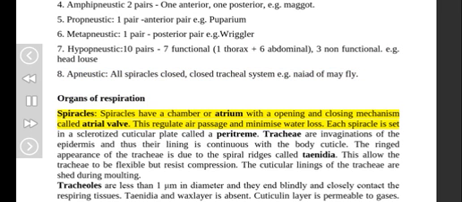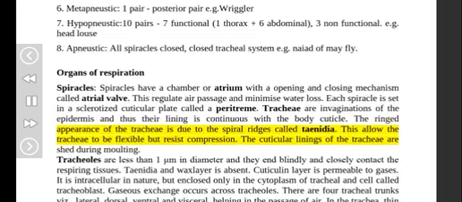Spiracles. Spiracles have a chamber or atrium with an opening and closing mechanism called the atrial valve. This regulates air passage and minimizes water loss. Each spiracle is set in a sclerotized cuticular plate called a peritreme. Tracheae are invaginations of the epidermis and thus their lining is continuous with the body cuticle. The ringed appearance of the tracheae is due to spiral ridges called taenidia. This allows the tracheae to be flexible but resist compression.